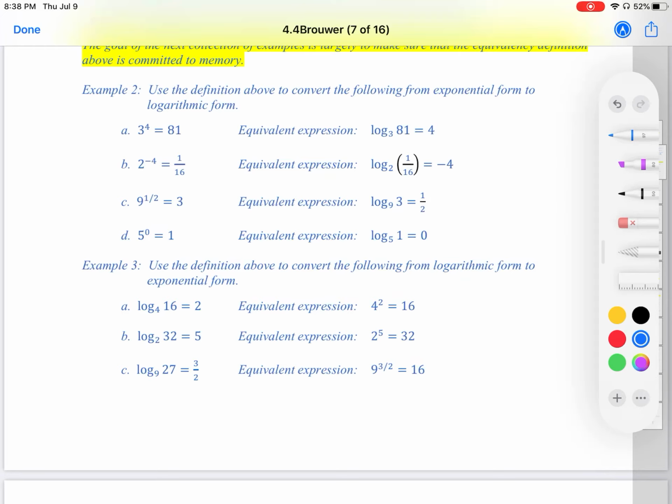Use the definition above to convert the following to exponential form. When we're going from one to the other, the way I think of this is your base is the same. So your base to the exponent is also going to be your base in your log form. So here we have a base of 3. We're going to have log base 3. And then I think of our exponent and our answer switching places. That's how I think of it to remember logs. So the statement 3 to the 4th power equals 81 is the same thing as log base 3 of 81 equals 4.